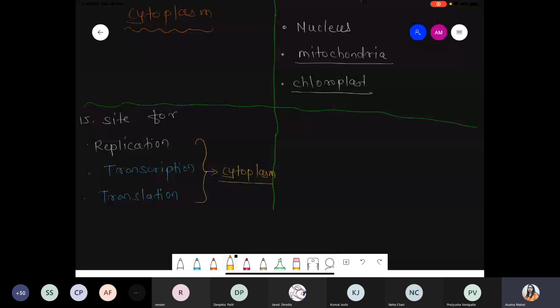But when we compare this point with eukaryotic system, replication as well as transcription, these two processes, they occur inside the nucleus, while the process of translation occurs inside cytoplasm. Done.